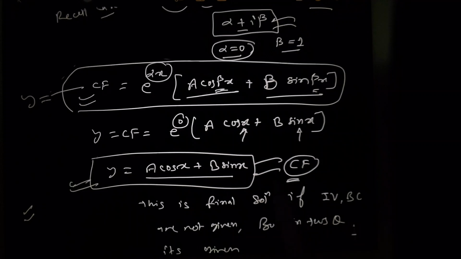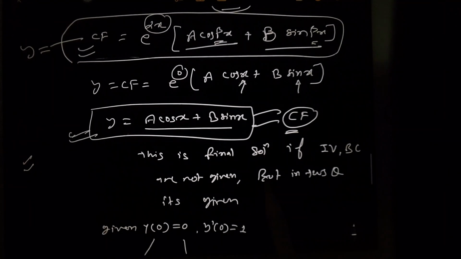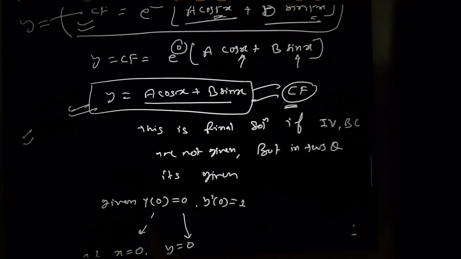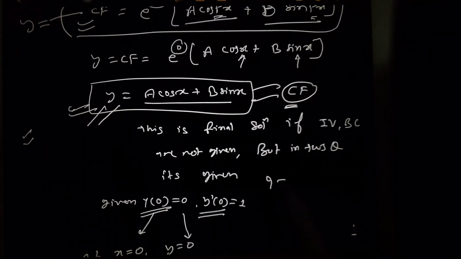But in this particular question, your initial value and boundary conditions are given. What are they? They are y(0) is equal to 0, y prime is equal to 1. What is the meaning of this? Guys, understand. This is our solution: y is equal to a cos x plus b sin x is our solution.